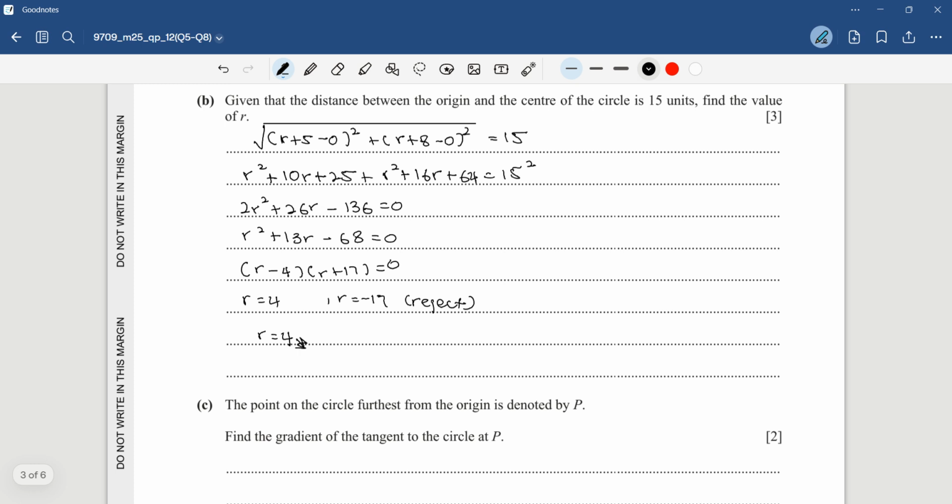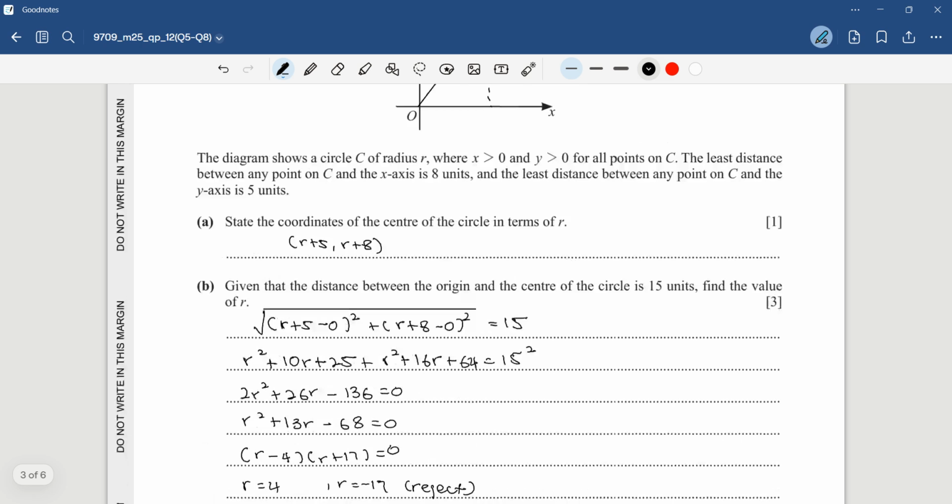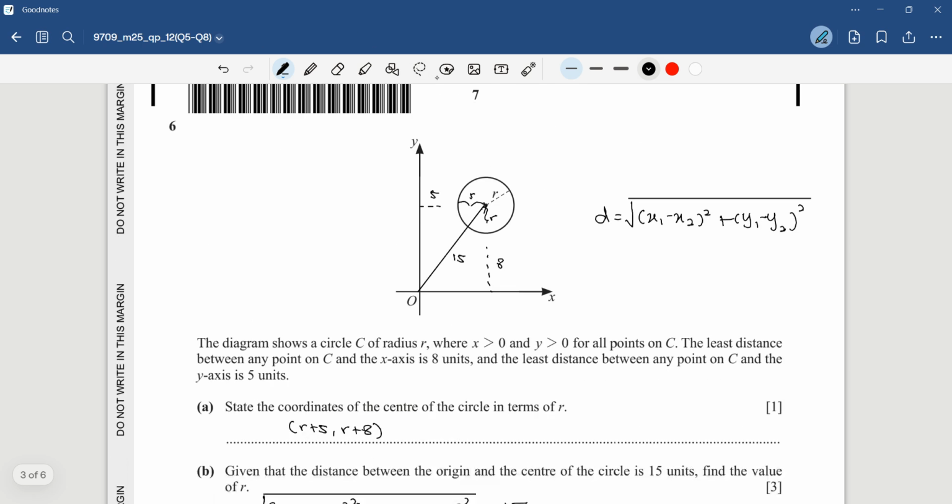So we reject this. Okay. For question C, the point on the circle that is furthest from the origin is denoted by P. Find the gradient of the tangent at P on the circle.